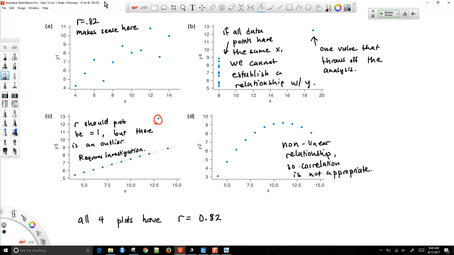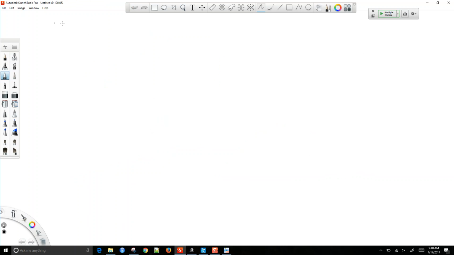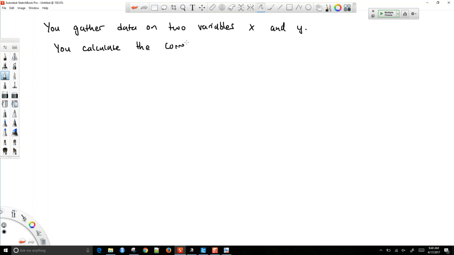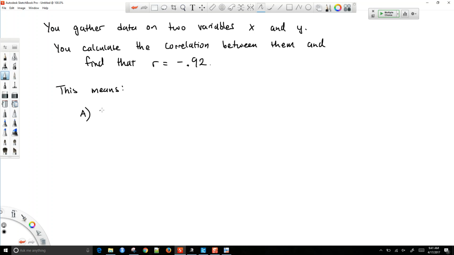So let me give you another clicker question here. We will say you gather data on two variables, x and y. You calculate the correlation between them and find that r is equal to -0.92. So this means direction is negative and relationship is strong.